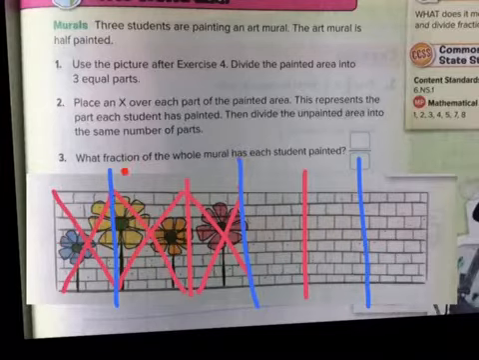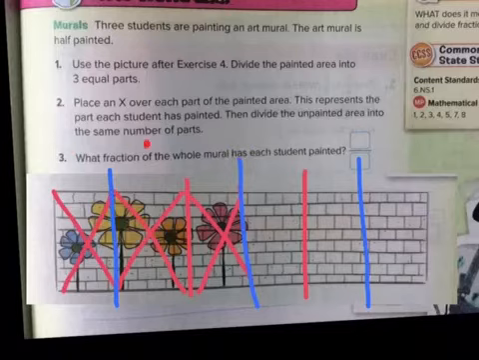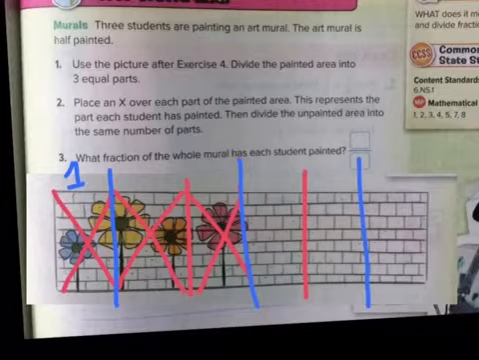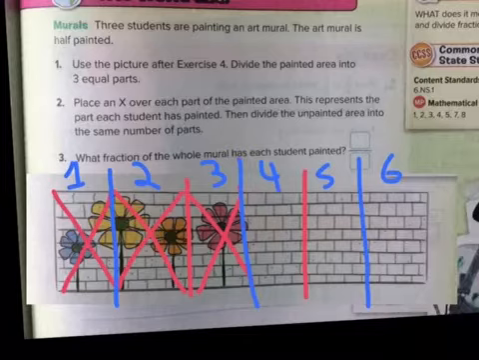Okay? And it looks like it's still half painted, right? Half of it is painted. If this were broken into 6 parts, 3 are painted, half of it, right? This represents the part each student has painted. Then divide the painted area into the same number of parts. So what I'm looking at is 1, right here, out of 6 parts. 2, 3, 4, 5, 6. So I see that this is considered 1 part out of 6 parts. This is another, this is another. Okay, so 3 out of 6 is still half.